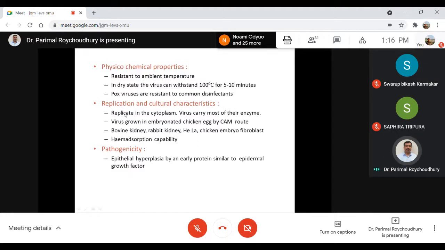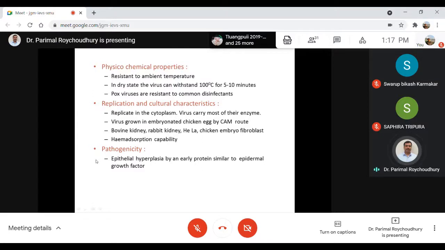So the virus replicates in the cytoplasm, as we already discussed. It can be easily grown and propagated for diagnosis purposes or for vaccine production in chicken eggs by chorioallantoic membrane route of inoculation, and a variety of cell cultures are available where we can efficiently propagate the virus and detect it. So this is a very easy process for diagnosis. Hemagglutination is a property exhibited by all the orthopox viruses. So these are some of the general characteristics.